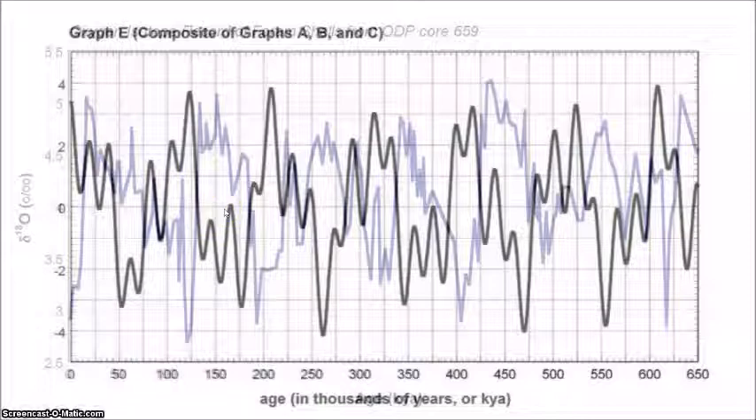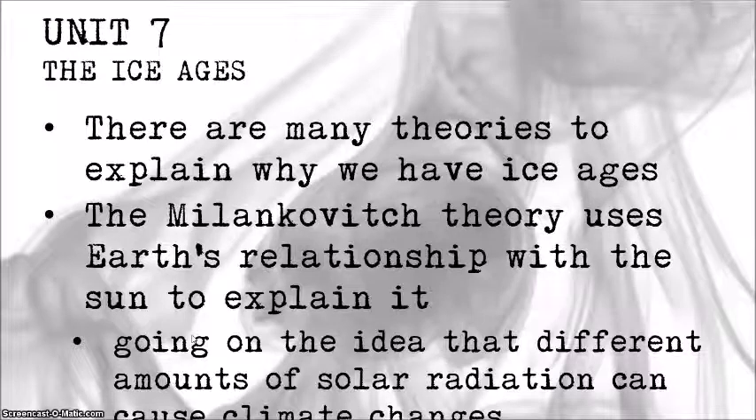So maybe, just maybe, Milankovitch had something here in explaining why the ice ages happen, using these astronomical theories, using the tilt of the Earth, the precession, the eccentricity of Earth's orbit. Maybe those have something to do with it. Maybe those natural cycles in Earth's history have something to do with the ice ages. Isn't that wild? That's the ice ages. There are many theories to explain why we have them.